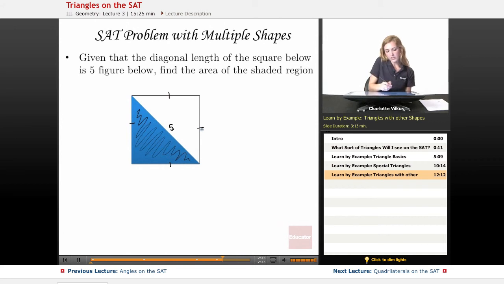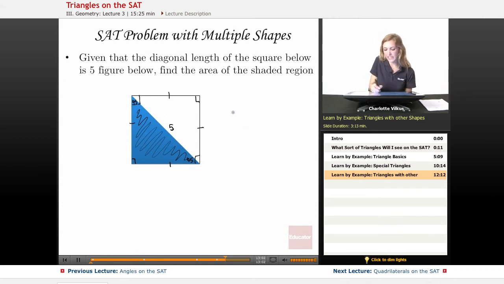And we also know that all of these angles should be 90 degrees. So our diagonal is going to leave us with two 45, 45, 90 triangles.